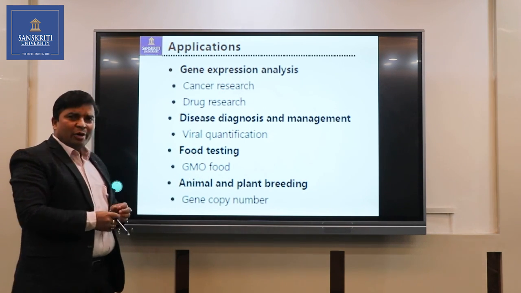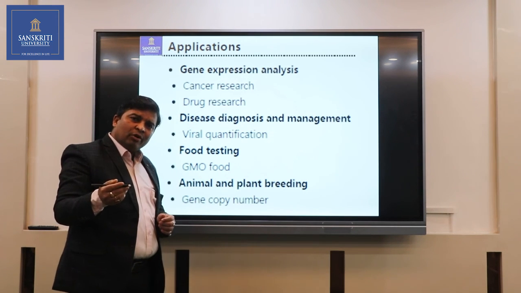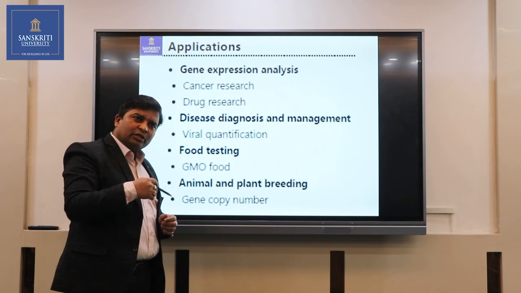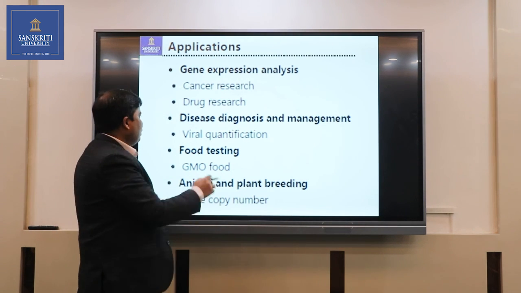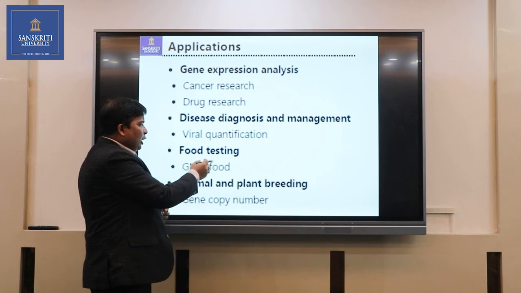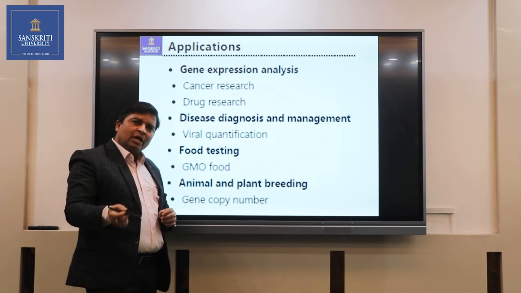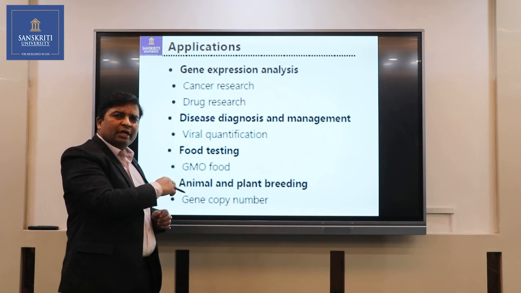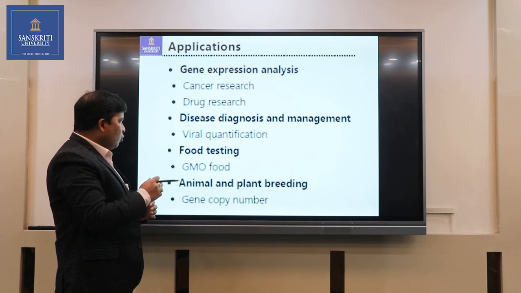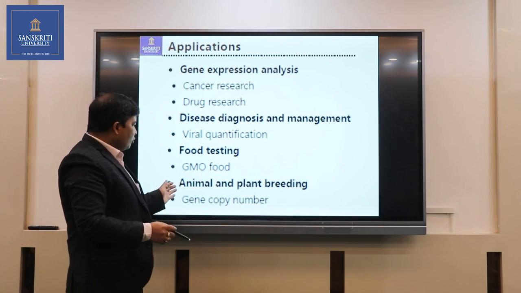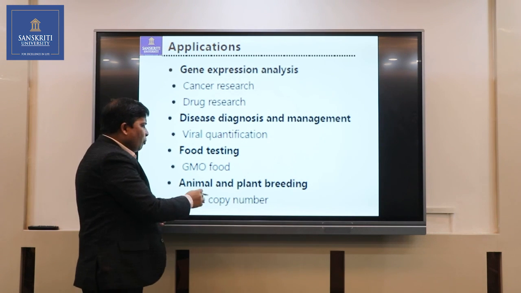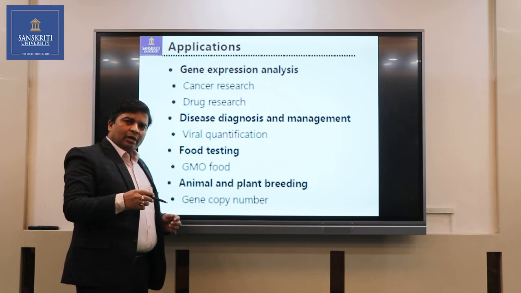Then disease diagnosis and management. We can know about the copy number, the load of the viruses, bacteria and microbes inside the host, and in this way we can diagnose whether the sample is positive or negative. Viral quantification: using real-time PCR, we can quantify the viruses also. In food testing, if there is a contamination of any microbes, we can know about those microbes using real-time PCR. We can also go for analysis in GMO food. We can also go for animal and plant breeding using real-time PCR, and we also know the gene copy number available inside the sample using real-time PCR.